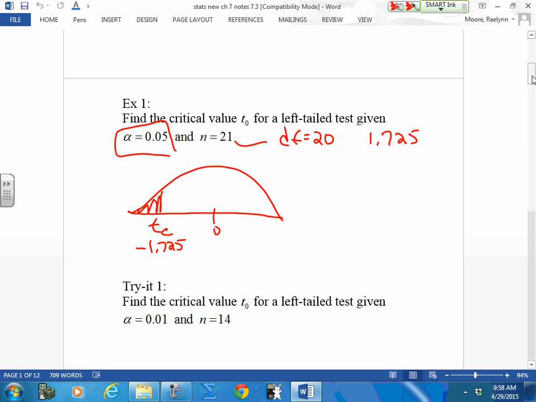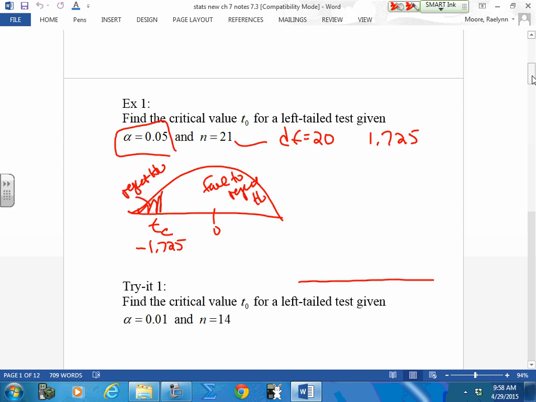This is your cutoff value. This is my reject H0. That doesn't change. This is my fail to reject H0. This is not going to change. All that's going to change is how I look up that value. If you use your inverse t, you can find it on inverse t, but it's much easier if you do it this way.